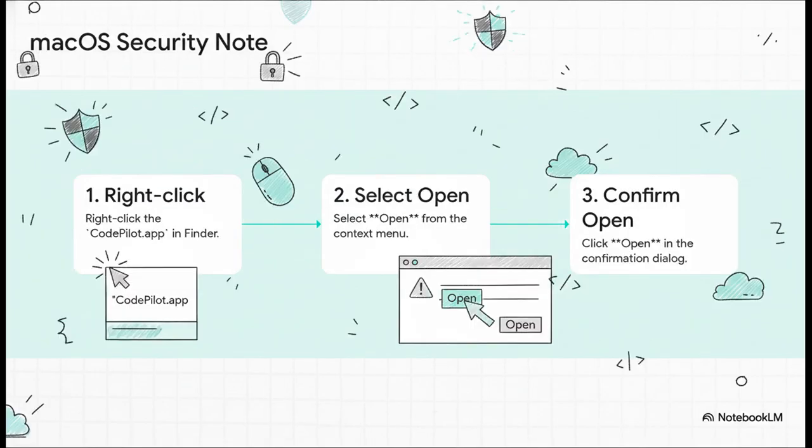Ooh, and one quick heads up. Because the app isn't officially code signed by Apple or Microsoft yet, your computer is probably going to throw up a little security warning. Don't worry, this is totally normal. On a Mac, the easy way around it is to just right-click the app and choose Open. If you're on Windows, you'll see a SmartScreen prompt, and you can just click More Info and then Run Anyway. Super common for community-built software.